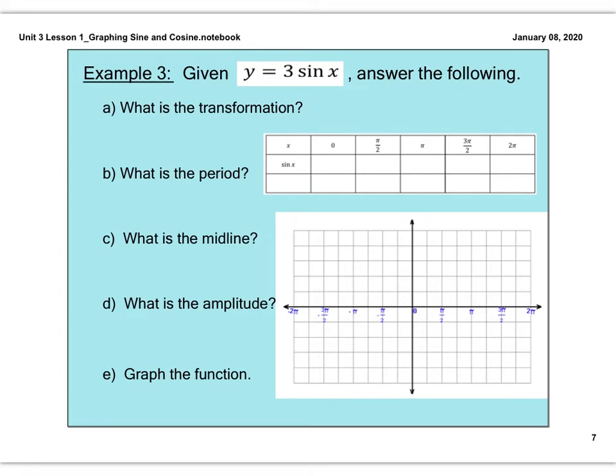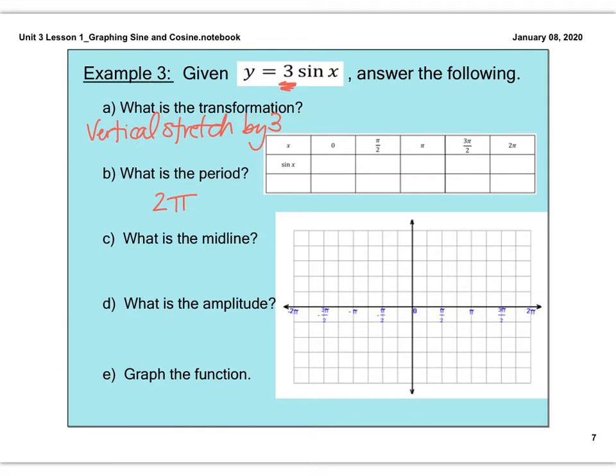So you can see right here, we have y equals 3 sine x. So the transformation that is going to happen here, I can see a 3, which is going to, instead of our amplitude being 1, our amplitude is going to be 3. And so what's going to happen is we are going to have a vertical stretch by 3. The period is still going to be 2 pi. In fact, all of the functions that we graph today will have a period of 2 pi.